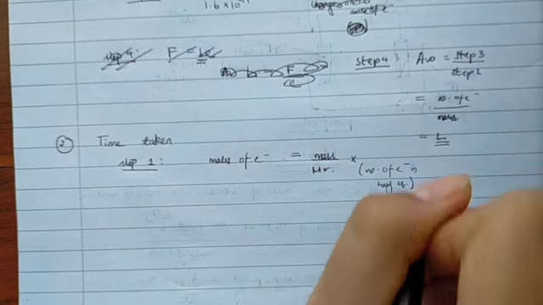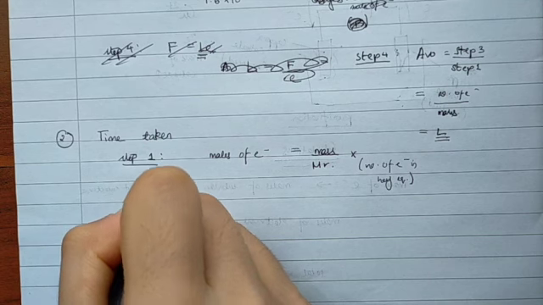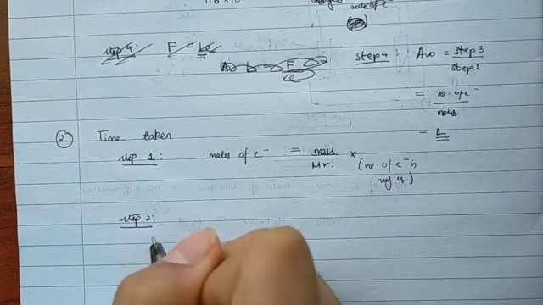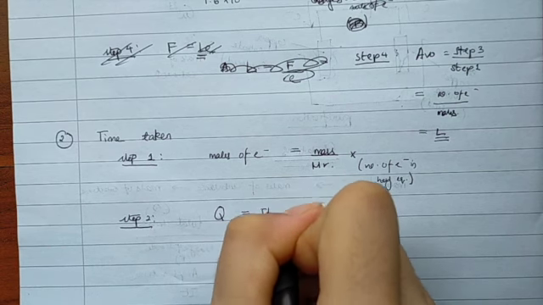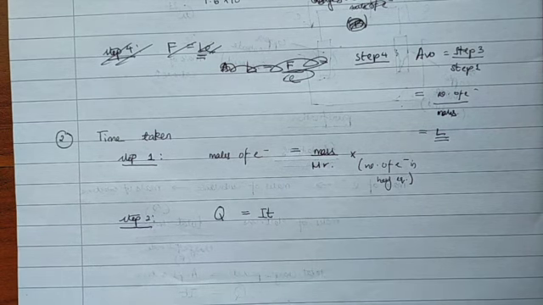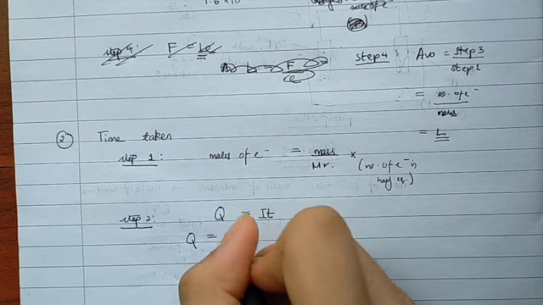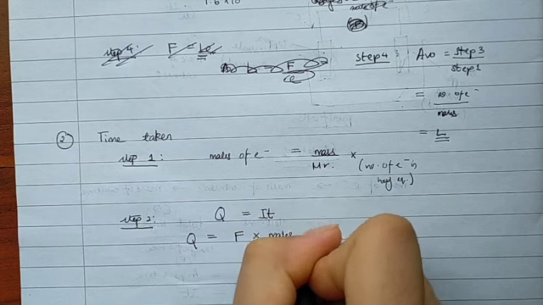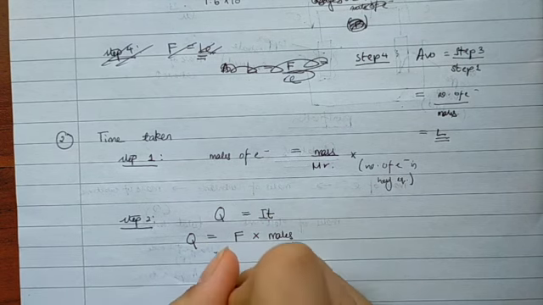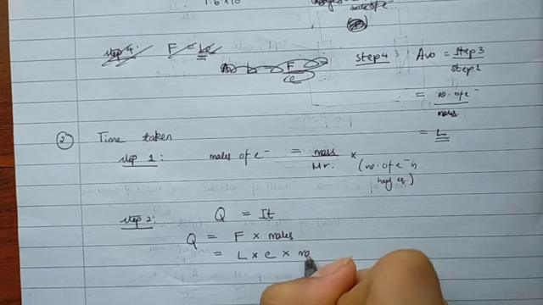So step 1 remains the same as the first thing. Step 2 would be, so we know that Q equals IT. And to find Q, we can say it is F multiplied by moles. So this equals L times E times moles.